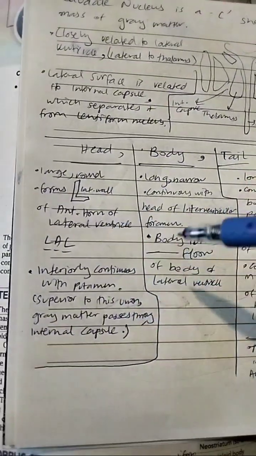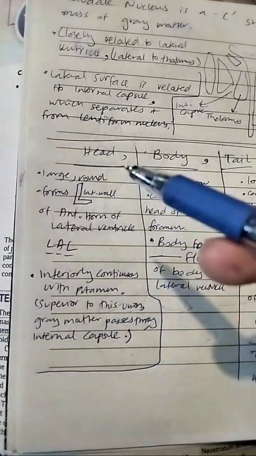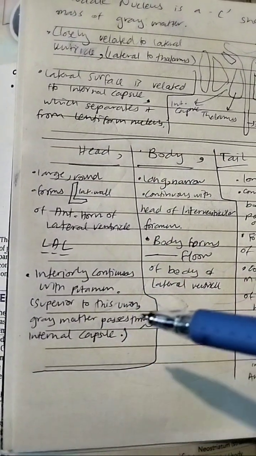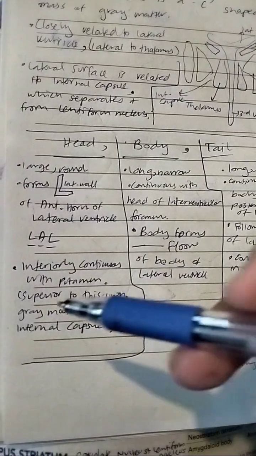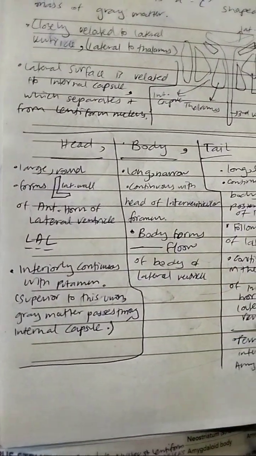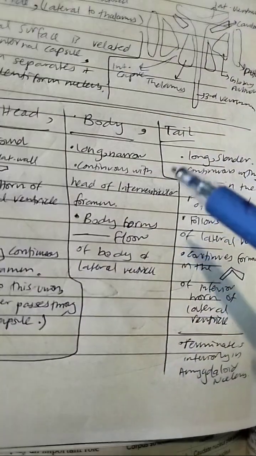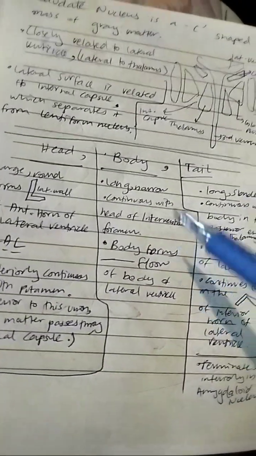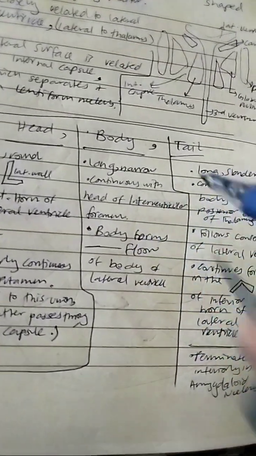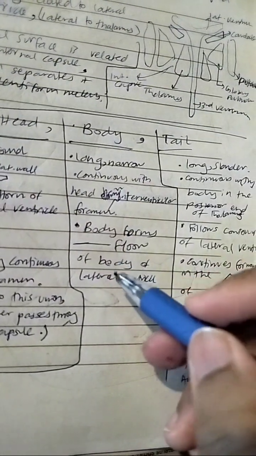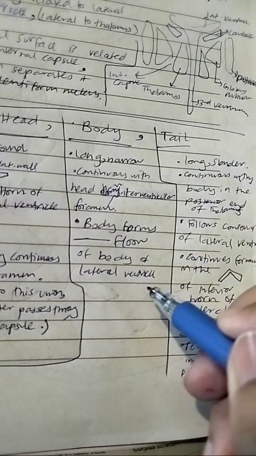You can remember this with LAL. Inferiorly, it is going to continue with the putamen. Superior to this union, the gray matter is going to pass through the internal capsule. Okay, now let's talk about the body. The body is going to be long and narrow, and it's going to continue with the head of the caudate nucleus through the interventricular foramen. And the body is going to form the floor of the body of the lateral ventricle.